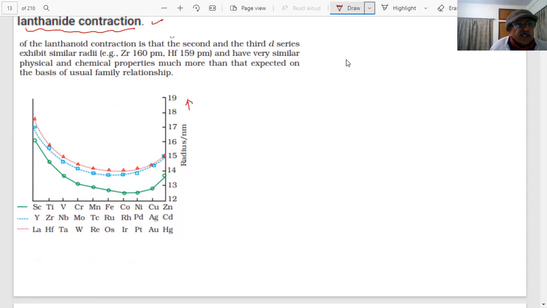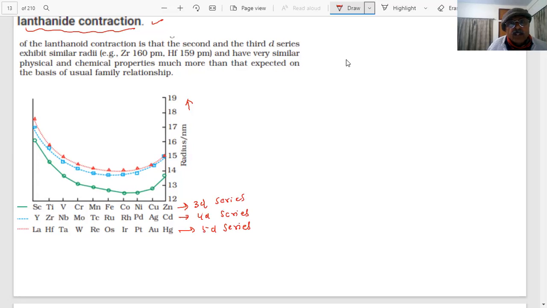Okay? Now this is the series: scandium, titanium, vanadium, chromium. Which series is this, students? 3D. What is this second one? 4D. 3D series, 4D series, students. And which one is this? 5D series. Okay? 3D series, 4D series, 5D series. What is happening, students? These are the atomic sizes.